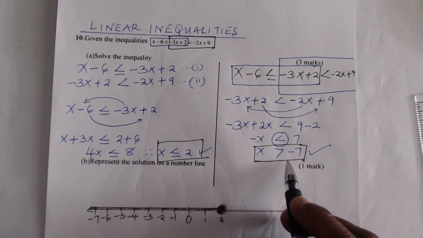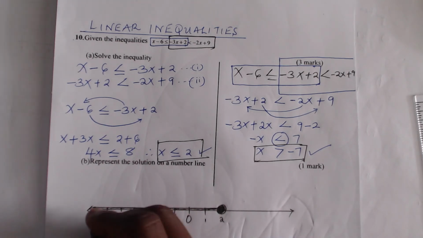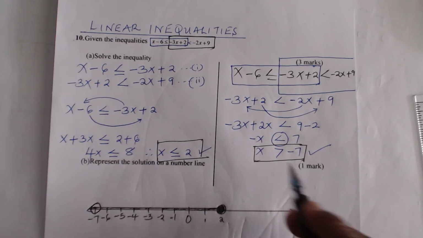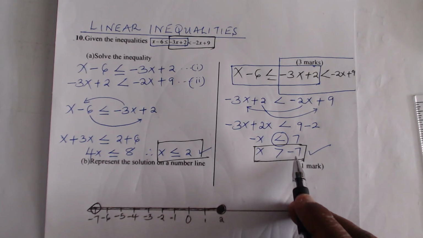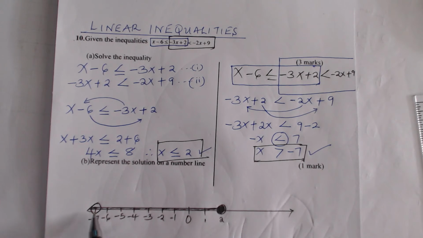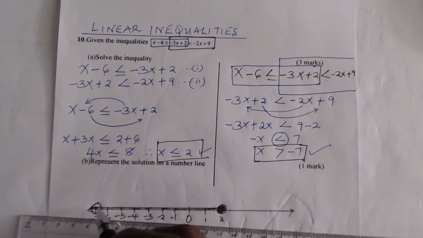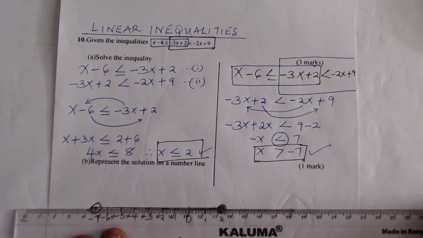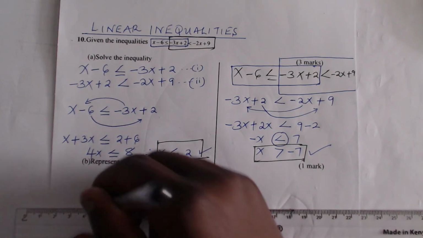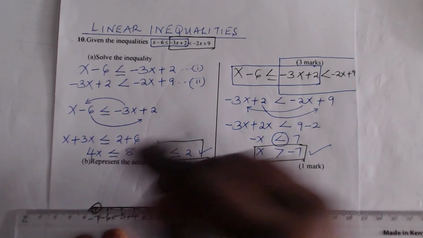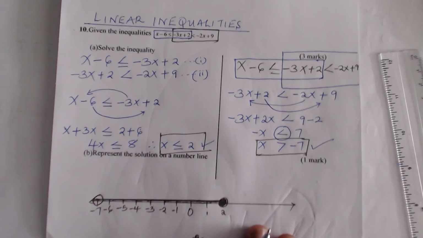Let's go to -7. x is greater than -7. If it is greater than -7, -7 is not included. It is the values that are greater than -7. So we are going to shade to the right of -7. So -7 is not among the solution. It doesn't satisfy.